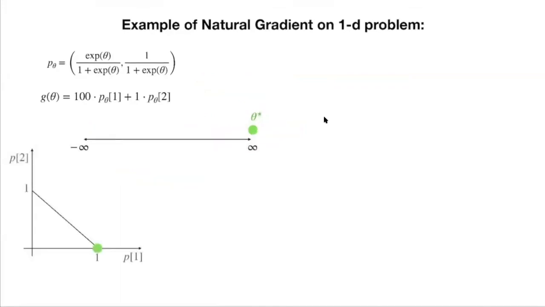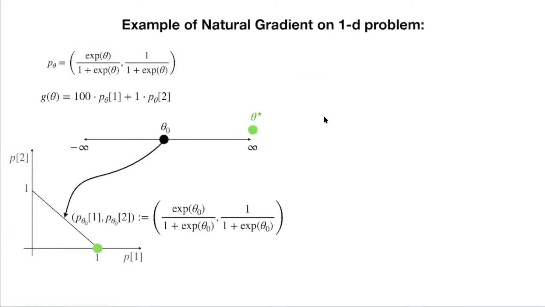Let's draw the picture for the distribution. Every theta on this line corresponds to a distribution on this segment. This corner is the distribution (0, 1). This corner is the distribution (1, 0), which we know is the optimal distribution at theta star. Every theta corresponds to a well-defined distribution inside this segment. In particular, if theta equals 1/2, then this distribution is just (1/2, 1/2), the middle point of this segment.